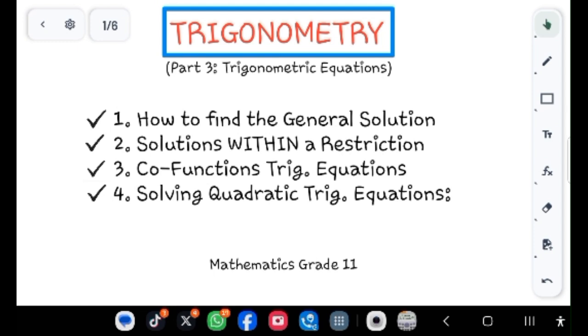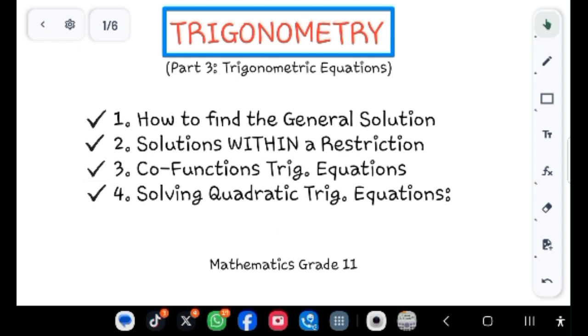We have a lot to cover, so let's start. In summary, we're going to look at number 1, how to find the general solution of a trigonometric equation. Number 2, we're going to look at our solutions within a restriction and how to find those solutions. Number 3, we're going to look at co-functions, trigonometric equations, how to spot them and how to solve them. Number 4, we're going to look at how to solve quadratic trigonometric equations.